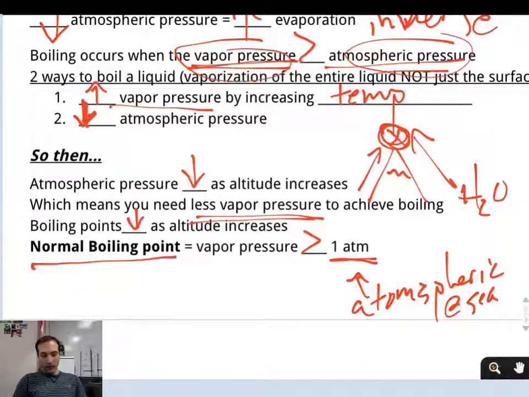So if vapor pressure needs to be greater than it to get it to boil, it needs to be greater than 1 atmosphere. And that's the normal boiling point for any liquid. Normal boiling point is defined as being at sea level, which means that the vapor pressure of that liquid needs to be greater than 1 atmosphere.